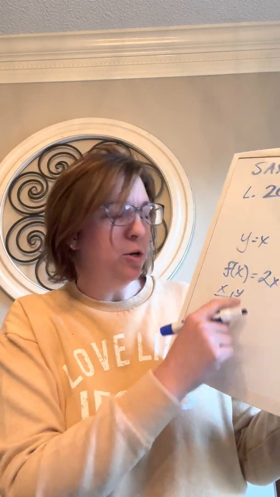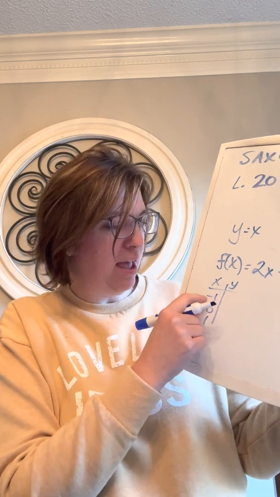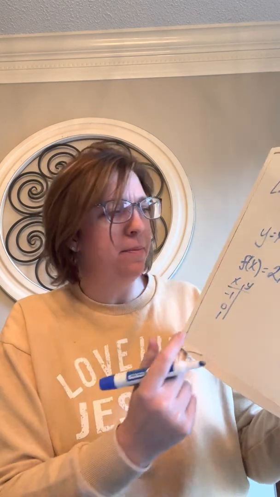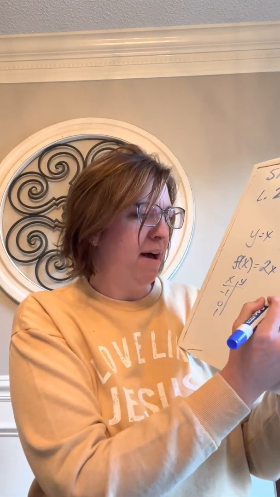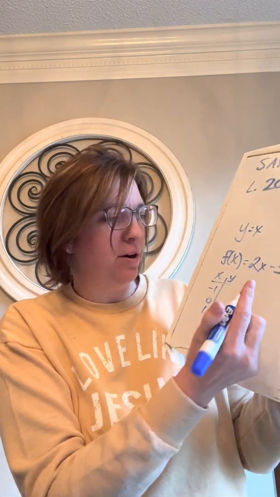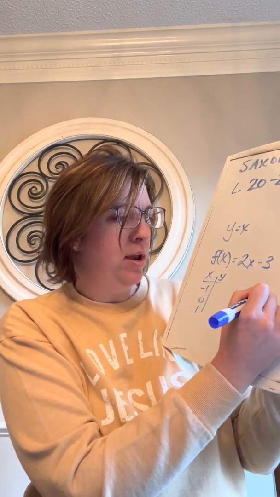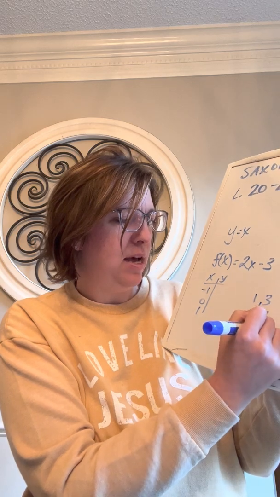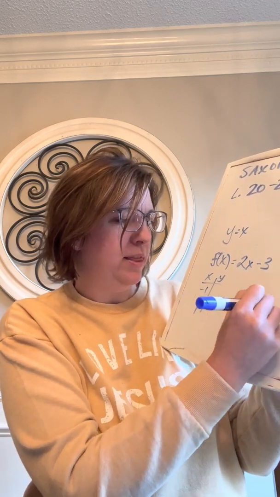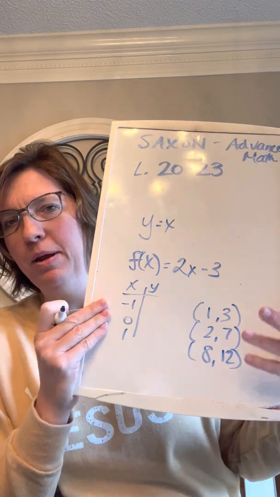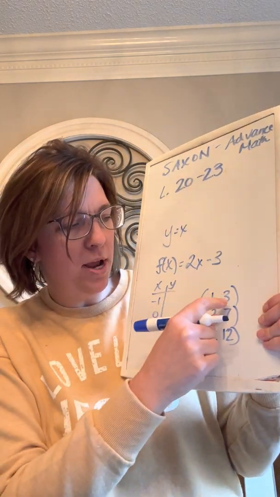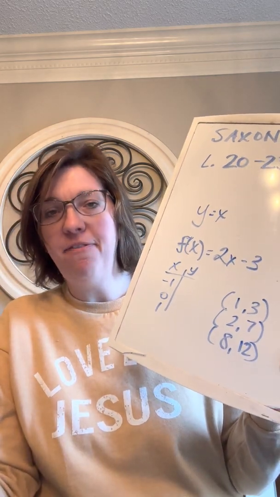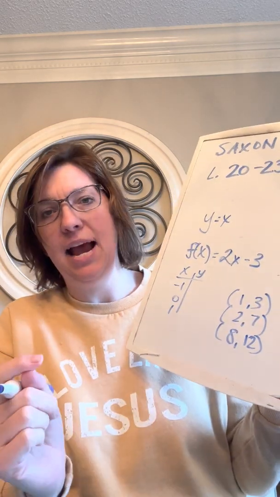Now, to prove that it's a function, I would have to show that every input has exactly one output, and that's what I want, right? So if I ended up having a graph or a set of ordered pairs, and I said (1, 3), (2, 7), (8, 12). I have no clue what this graph is going to look like. I just randomly picked out some numbers, right? But 1 is 3, 2 is 7, 8 is 12. That is a function, right? Because every input has exactly one output.